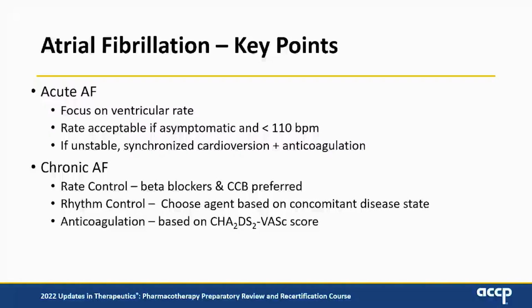Chronic AFib, which is probably where most of your questions will come from. Remember, we've got to think through the AFib part itself. So rate control, what is their goal? How do I get there using beta blockers and calcium channel blockers first line? Do they need rhythm control? If so, how do I pick the best drug for that patient? And then do I need to anticoagulate my patient and figure that out using the CHA2DS2-VASc score?